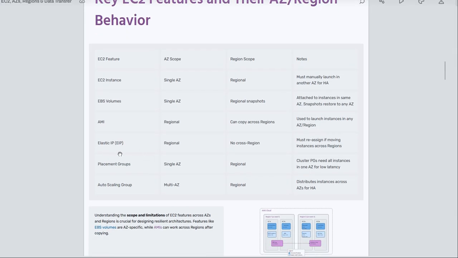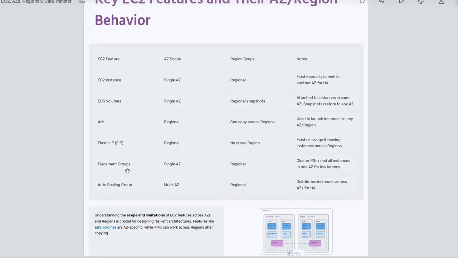And another one is Elastic IP, a public IP. Scope is regional, right? No cross region. So you must reassign it when moving an instance across regions. If you move your instance into another region, you have to reassign, because Elastic IP is a regional service. It won't be available in a different region.